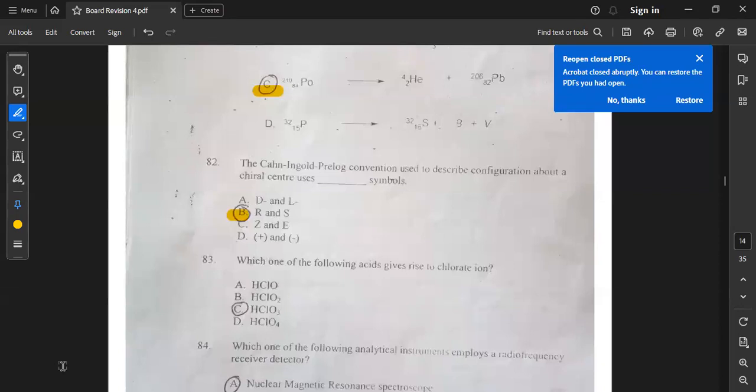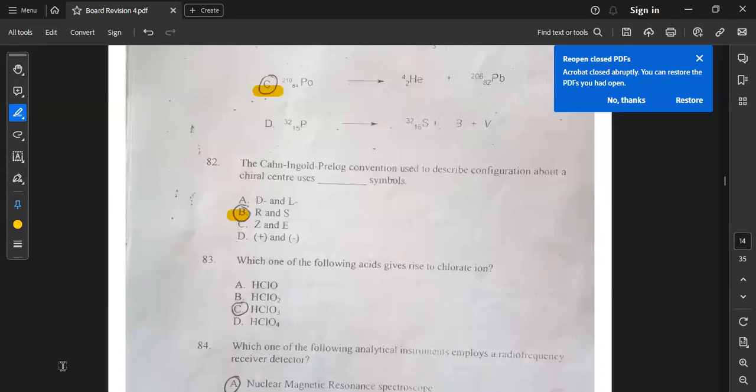Someone is taking us back to number 82, asking what the Z and E symbols are used to describe. Z and E is for the Cahn-Ingold-Prelog system. Z and E is for geometric isomers.